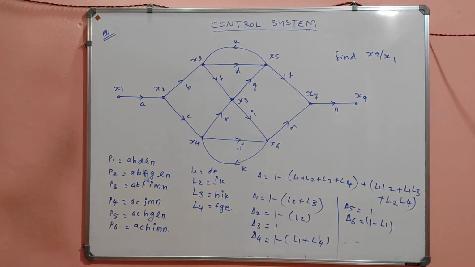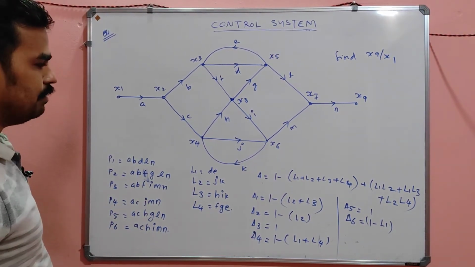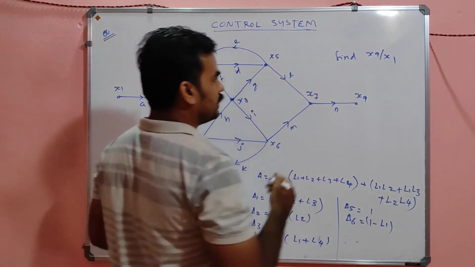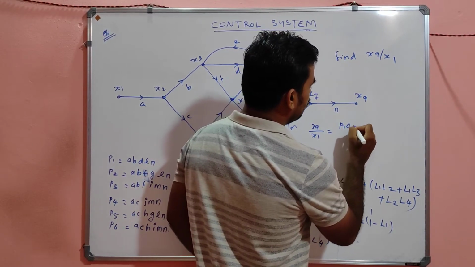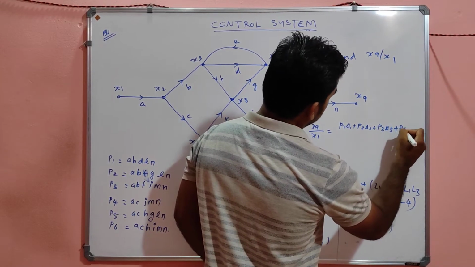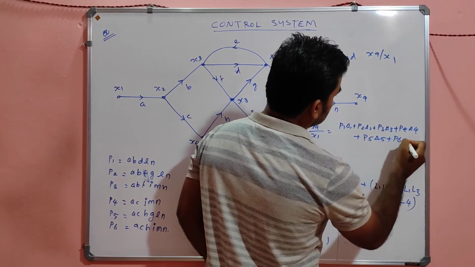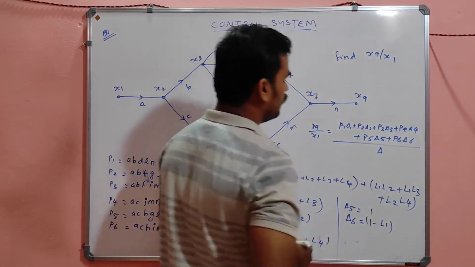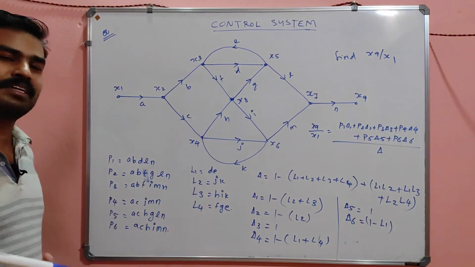Is there any doubt? See, finding it is a task. How can we find it? And of course, del you already found out. So what will be x9 by x1? x9 by x1 will be equal to p1 del 1 plus p2 del 2 plus p3 del 3 plus p4 del 4 plus p5 del 5 plus p6 del 6 whole divided by del box. That's all. Is it clear? You simply substitute and you will get.